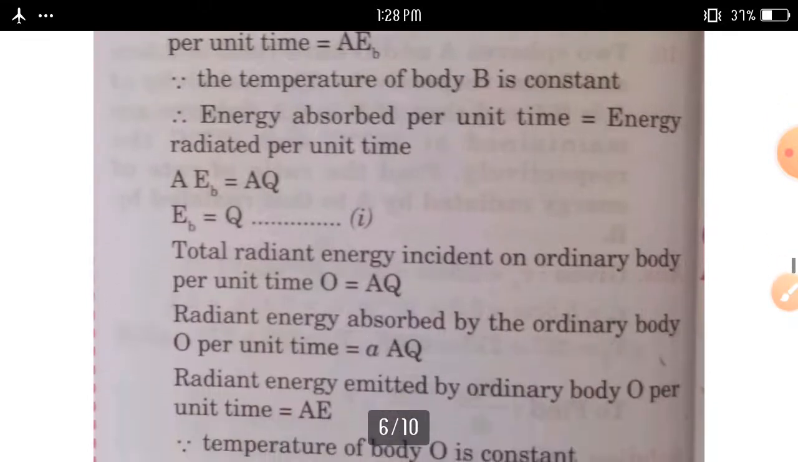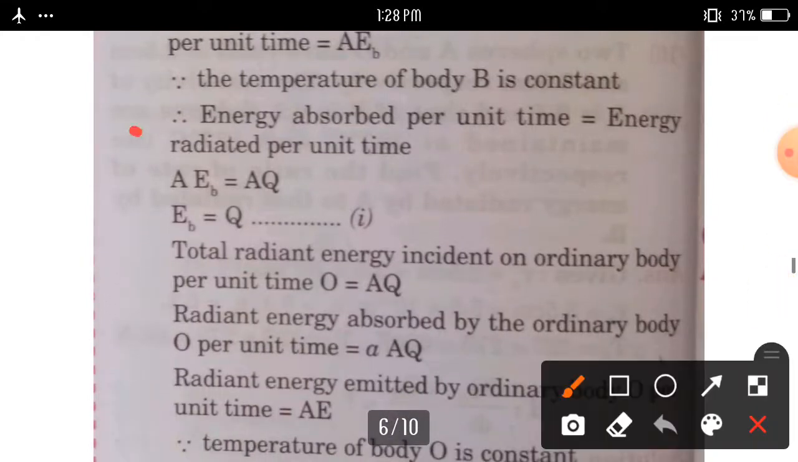Therefore, we can write that the energy absorbed per unit time is equal to the energy radiated per unit time. Then we can write A into E suffix B is equal to AQ. Here A gets cancelled, remaining E suffix B is equal to Q. Consider this equation first.